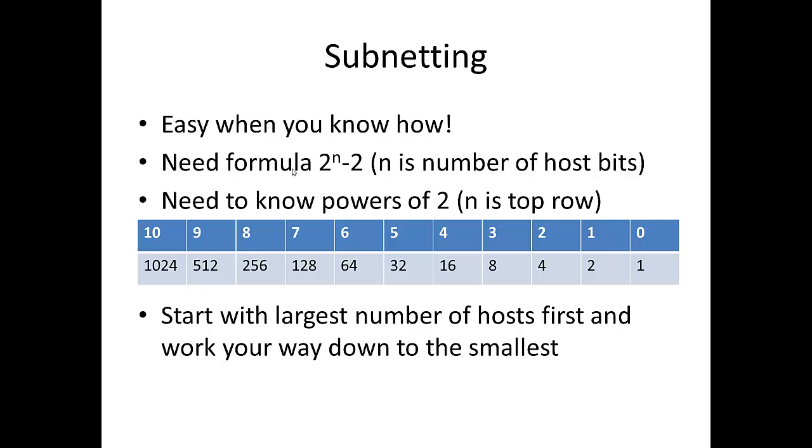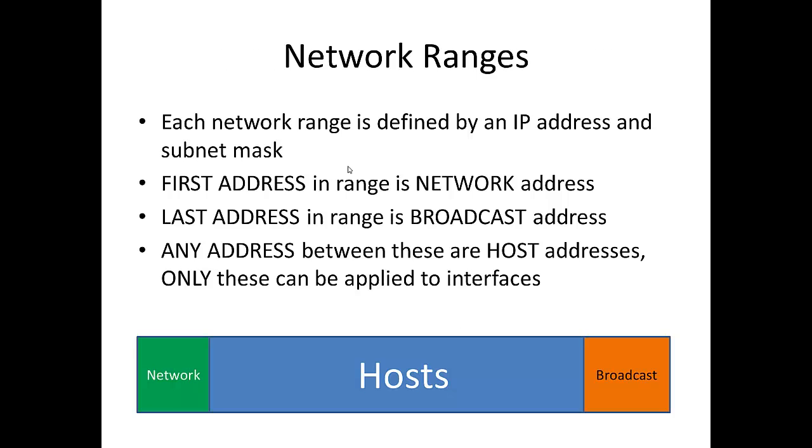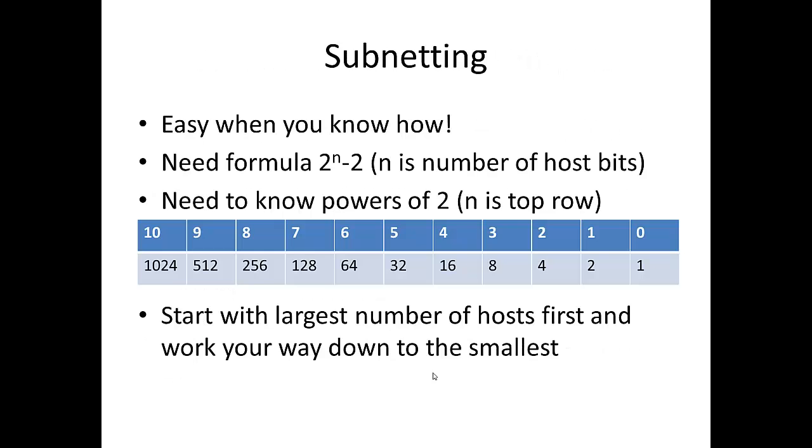The other formula you need to know is 2 to the n minus 2, which gives us the number of hosts. Sorry, n is the number of host bits in the address. The reason we have this minus 2 is because network and broadcast are reserved, and we can only assign the rest to hosts. So that's why we have the minus 2.